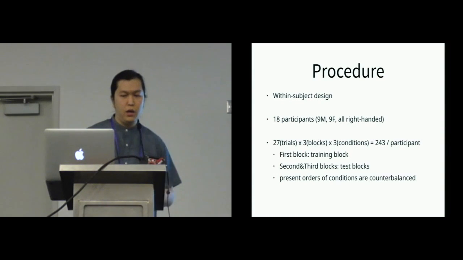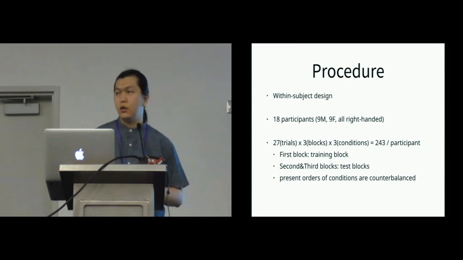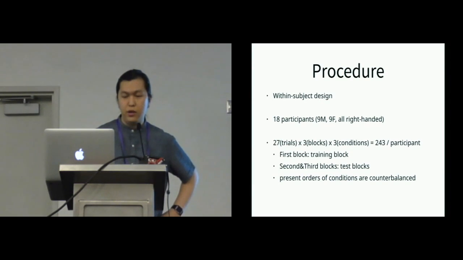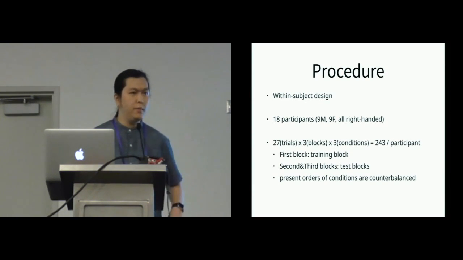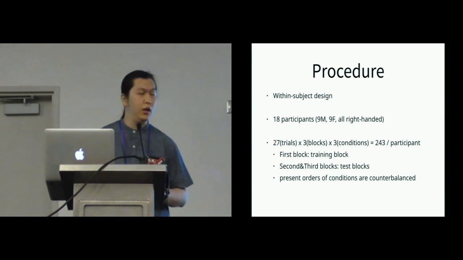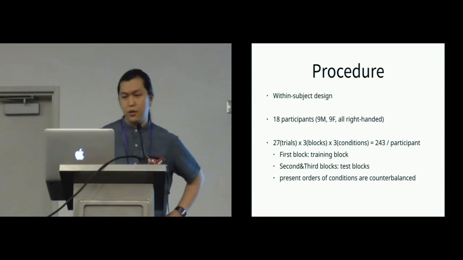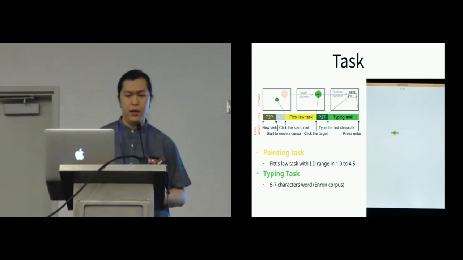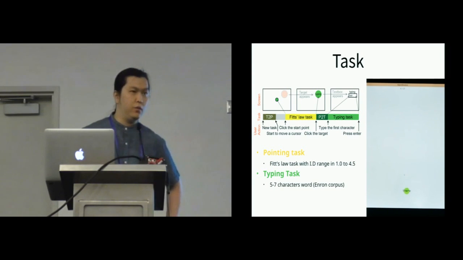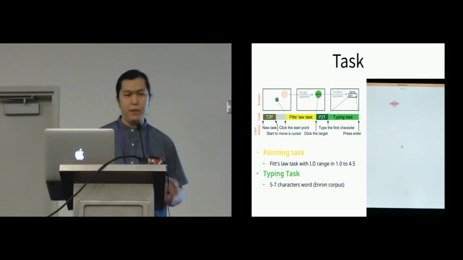We prepared 18 participants, which is gender equalized, and we used a within-subject design. Each participant tried 243 trials, testing all three conditions. And the task, including pointing and typing, was designed. The pointing task was a Fitts-style pointing task, and after that, you just need to type a short word consisting of 5 to 7 characters from a random corpus. So basically, this is pointing and typing repeatedly.